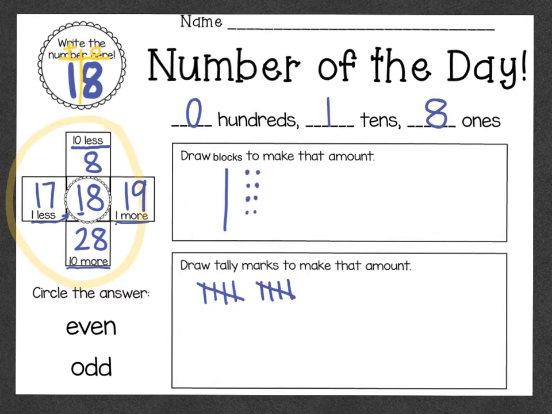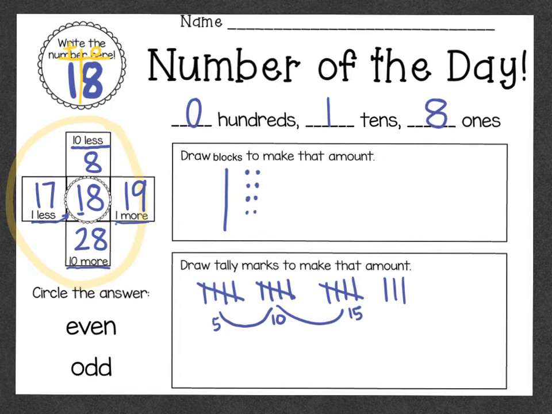Now I have 10, so I'm skip counting by 5s. 5, 10. Now I have 15. And now 16, 17, 18. This is showing the number 18 in tally marks.